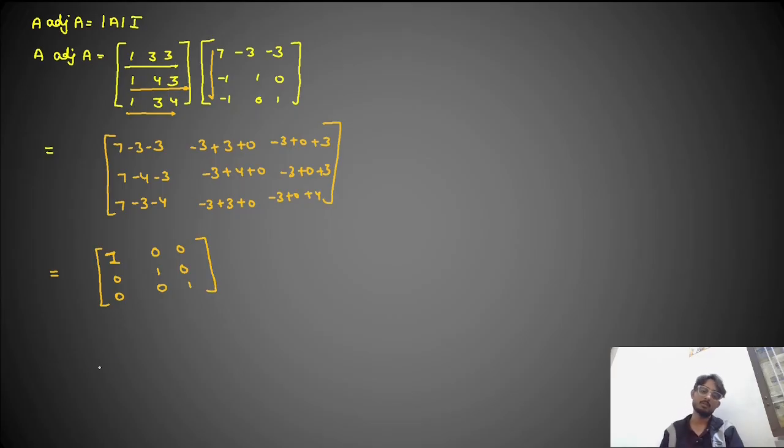Now you have to prove this is equal to the determinant of A into I. What is I? I means the identity matrix of 3 cross 3.